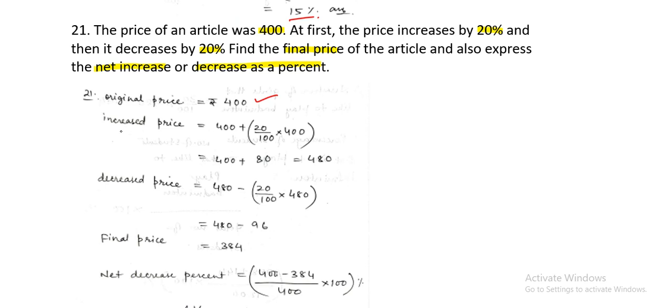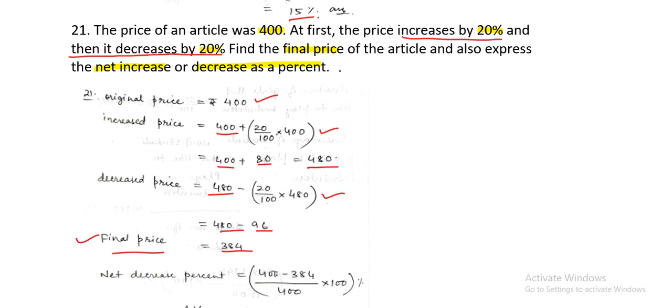Then what will be the increased price? First they have told that it is increased by 20%, so we will write 400 plus 20% of 400, that is 20 by 100 into 400. If we cancel, we will get 80. So 400 plus 80 will be 480. Then after increasing, the price is decreased by 20%. So now we will find the decreased price. See, 480 will be decreased by 20%. So we will write 480 minus 20% of 480, that is 480 minus 96. So if we solve, we will get 384. So what is the final price? The final price is 384.